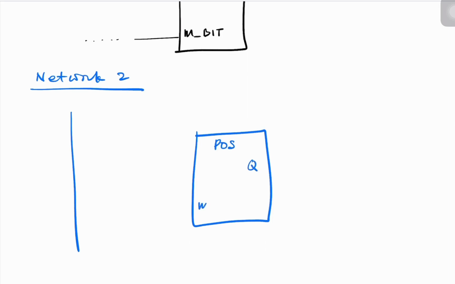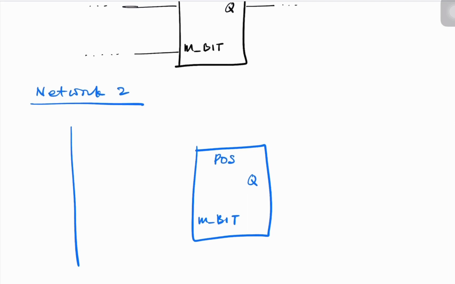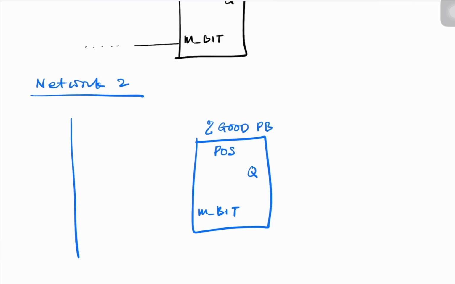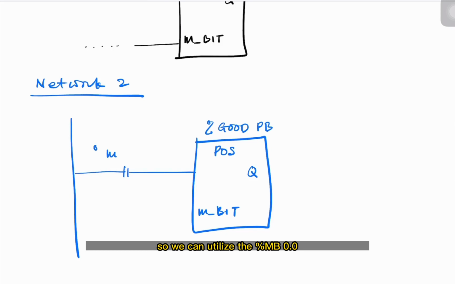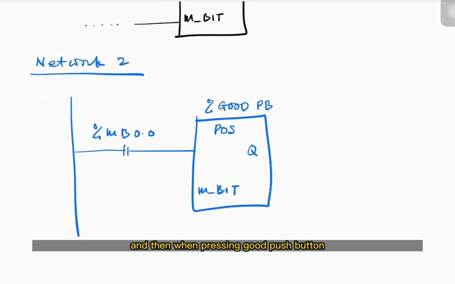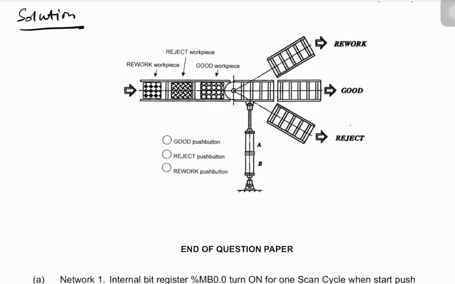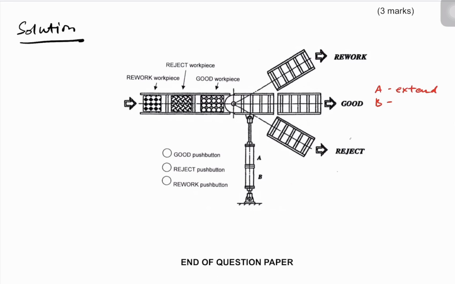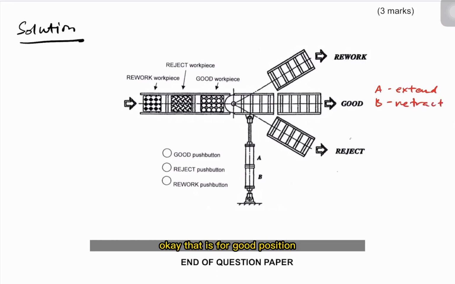Then network 2, positive, when the good push button is pressed. So this should be the good push button address. Okay, and then we should have enable, so we can utilize the MB 0.0, and then when pressing the good push button, we're going to have the good position. So looking at the figure, when we want a good position, it means solenoid A extend, solenoid B retract. Okay, that is for good position.